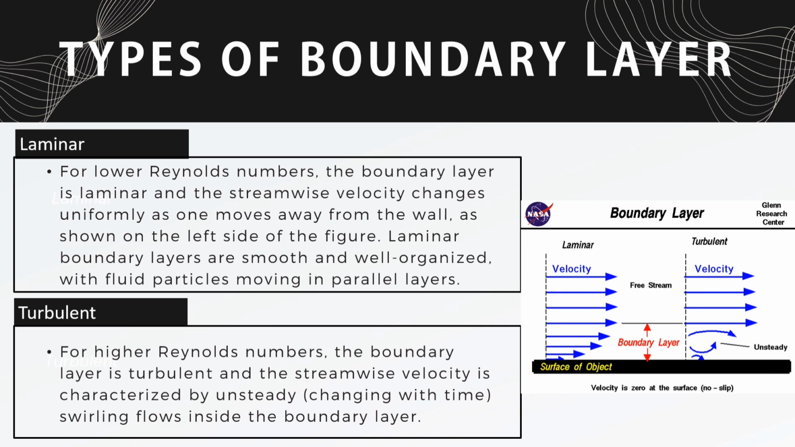Turbulent. For higher Reynolds number, the boundary layer is turbulent and the streamwise velocity is characterized by unsteady, swirling flows inside the boundary layer. You can see the figure of laminar, the surface of the object at free stream velocity, the particles moving in parallel layers and well organized. And in the figure of turbulence, the fluid particles move in an unsteady condition that is changing with time, with swirling flows inside the boundary layer.